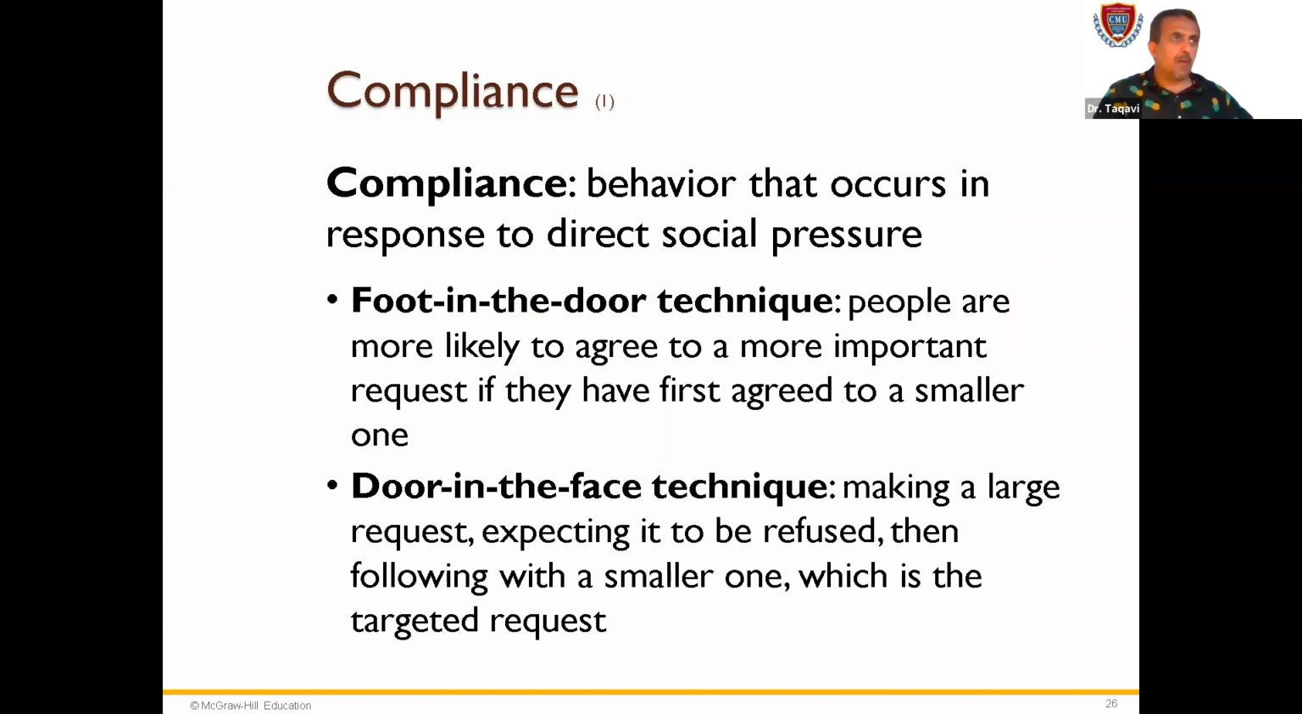In conformity, you want to follow what other people do. In compliance, you respond to direct social pressure. There are the foot in the door technique and the door in the face technique. In the foot in the door technique, people are more likely to agree to a more important request if they have first agreed to a smaller one.